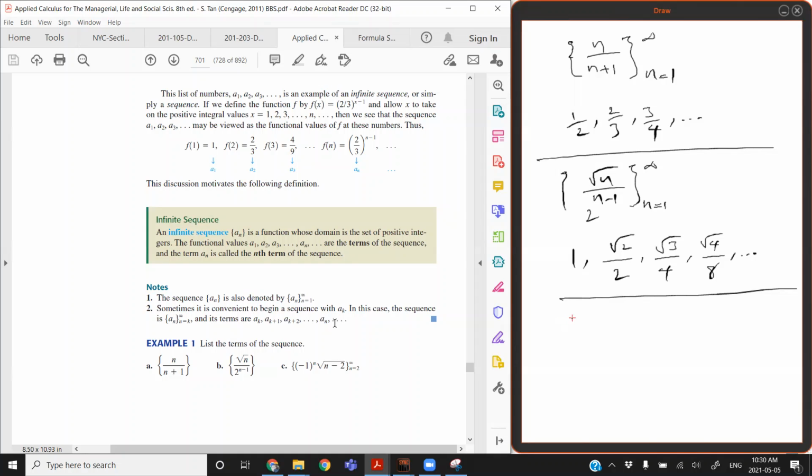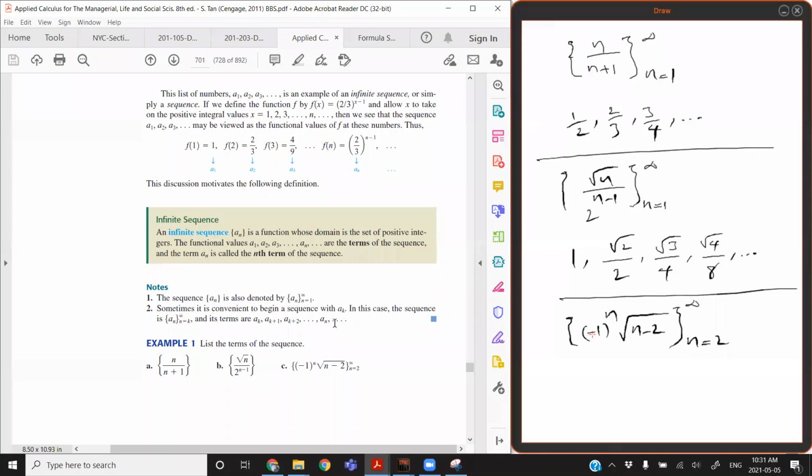Part C, the general term is -1 to the power of n, root n minus 2, and here it is indicated that n begins at 2. So the first number that I plug in is going to be 2. Also, since I have -1 to the power of n, this is going to be an alternating sequence, that is, the terms are going to be positive, negative. When you raise -1 to the power of an even number, like 2, 4, 6 or 8, it's going to be 1. But -1 to the power of an odd number, like 1, 3, 5 or 7, is going to be -1. So the terms are going to alternate between plus and minus.